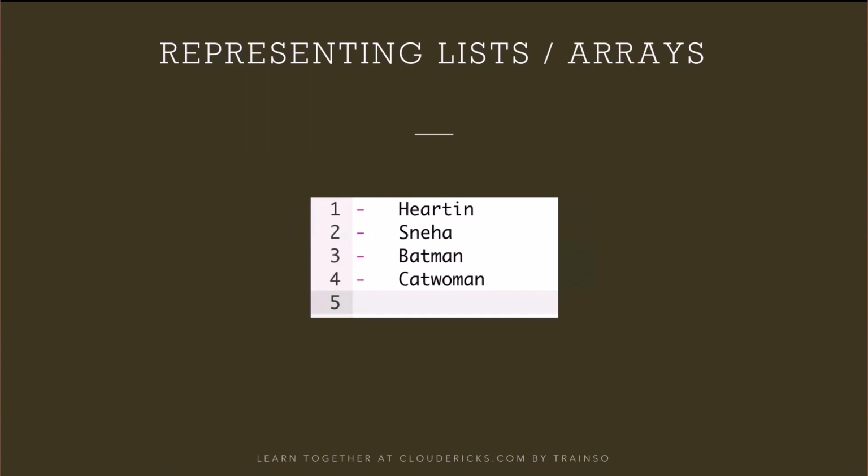So now let us see how to represent lists or arrays in YAML. As you can see here, you have a hyphen, space, and then the name. So we have Hartin, Sneha, Batman, Catwoman as a list here. And lists in YAML are ordered. That means if you have Hartin, Sneha, Batman, Catwoman, and you have Hartin, Batman, Sneha, and Catwoman, they are not the same because the ordering is different.